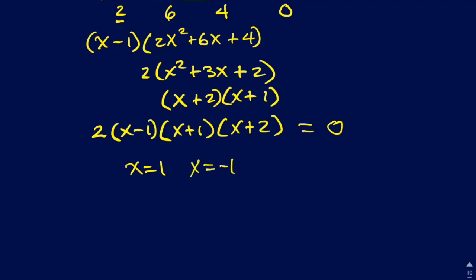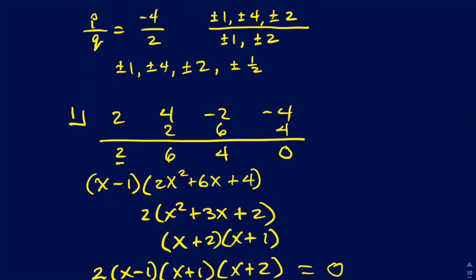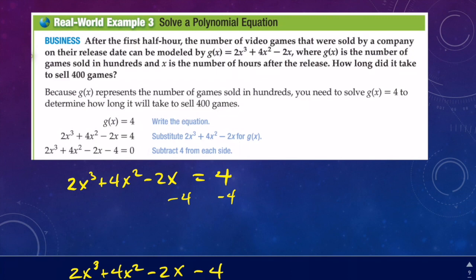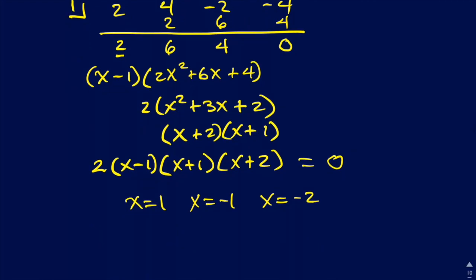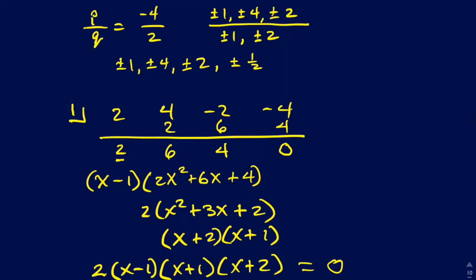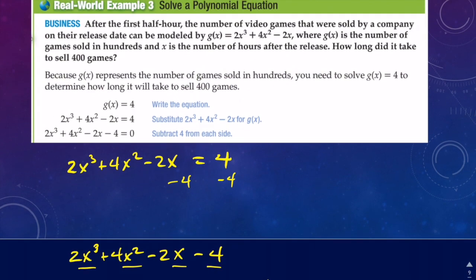X equals -1 and x equals -2. So in answer to this question, how long did it take to sell 400 games? Here's how we look at this: we came up with answers of x equals -1, which would mean we got to 400 games before we started selling them, and -2 hours would be the other answer. So it looks like our answer has to be x equals 1 hour. After 1 hour, they sold 400 video games.